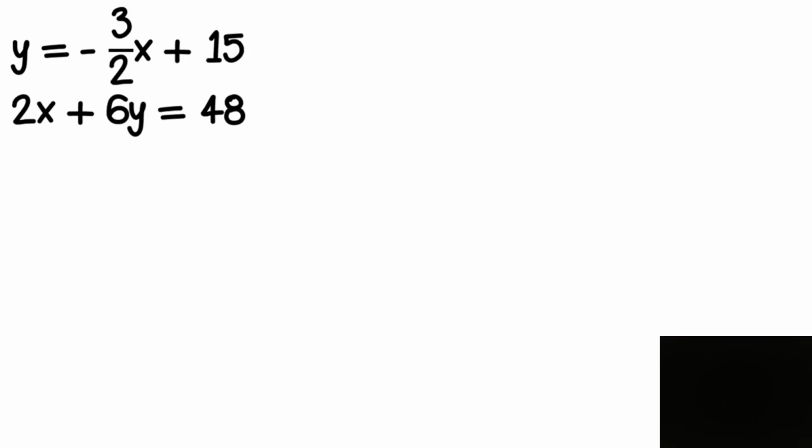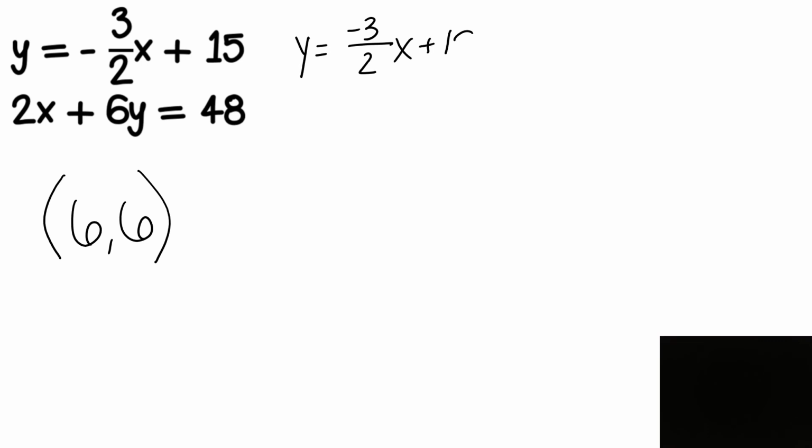For our next problem, we have the equation y equals negative 3 over 2x plus 15 and 2x plus 6y equals 48. Our first answer choice is the numbers 6 and 6. Plugging them into the first equation, y equals negative 3 over 2x plus 15, we have our points labeled x and y.